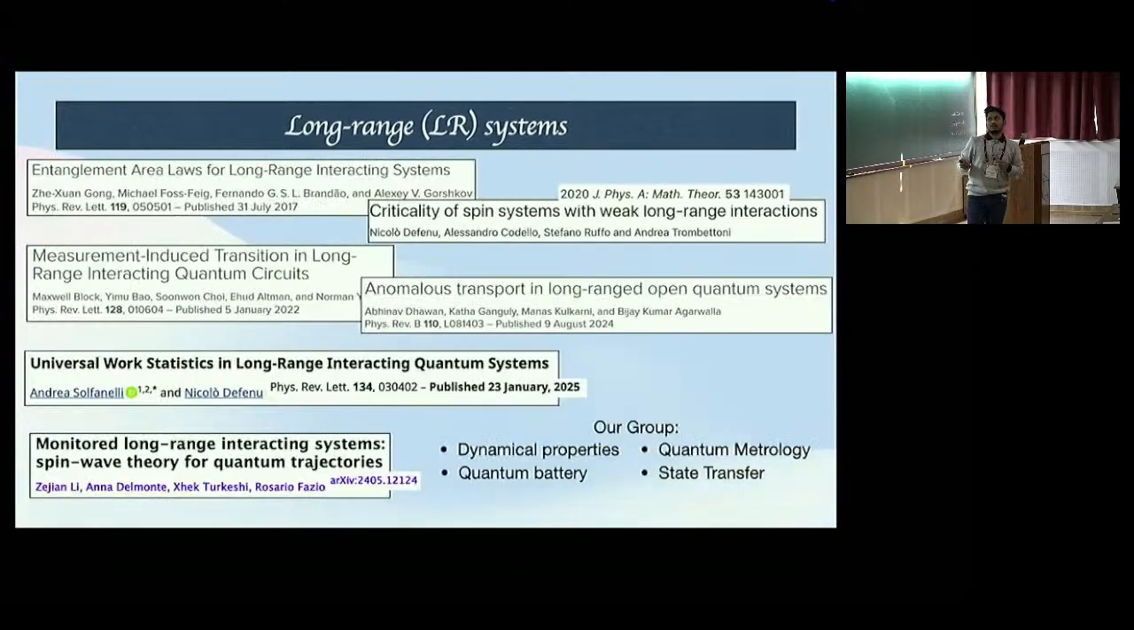The properties of these systems vary drastically from short-range systems, and Gorshkov has shown that there's a bound on the entanglement growth. There are critical phases, and recently transport in long-range systems by Katha and Manas. There's thermodynamics. Our group works mainly on dynamical properties and metrology, and recently they have shown the benefits of long-range interactions in batteries and state transfer.